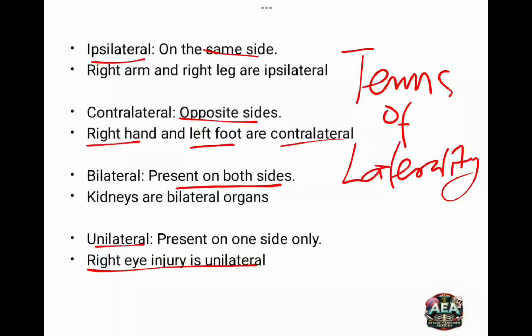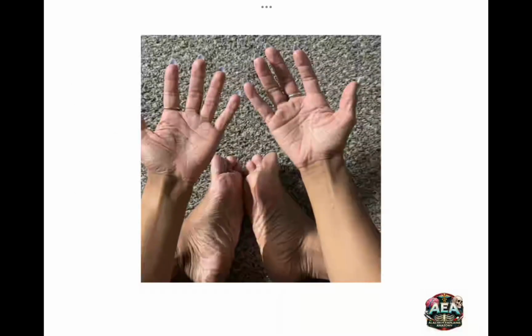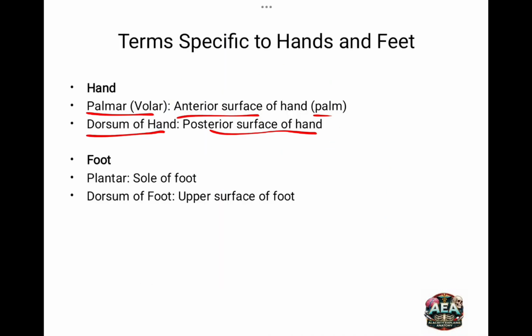Now, there are terms that are specific to the hands and feet. On the hands, we have palmar, which is the anterior surface of the hand, which is the palm. We have the dorsum of the hand, which is the posterior surface of the hand. If you look at this, this is the palmar surface of the hand, and the part behind is the dorsal surface of the hand, or the dorsum of the hand.